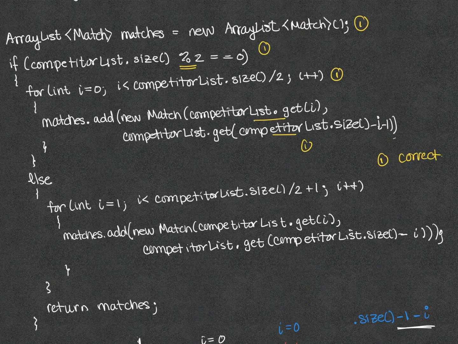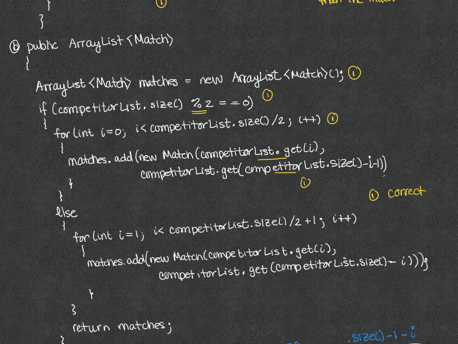So looking at what that looks like, first thing we do is we make our array list of matches called match. If the competitor list is even, we only traverse half of it. And you're going to add a new match and you're going to get competitor list.get(I), and then competitor list.get(size minus 1 minus I). And that's because I have to get that last one. Now, if this was not even, then we're going to divide by 2 plus 1, and then add those other ones, and then we'll return our matches.